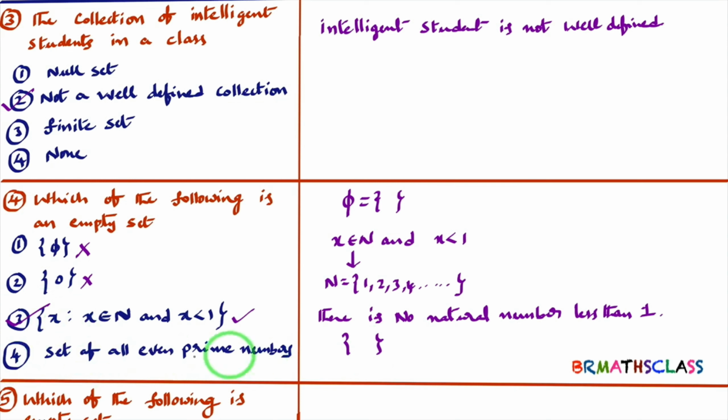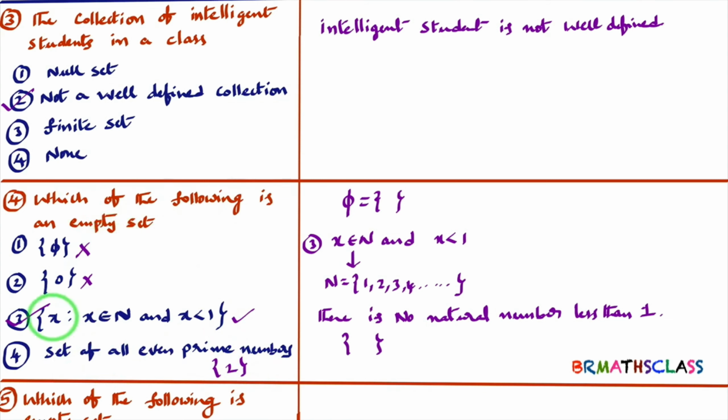Observe the fourth option, set of all even prime numbers. What are even prime numbers? 2 is the only even prime number. So the fourth option is a singleton set, but they are asking which of the following is an empty set.